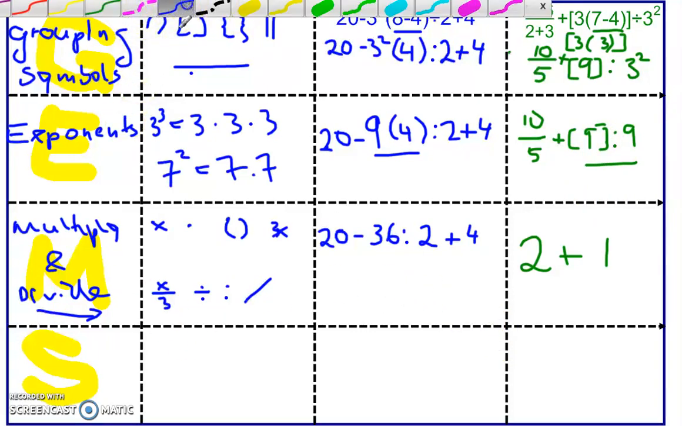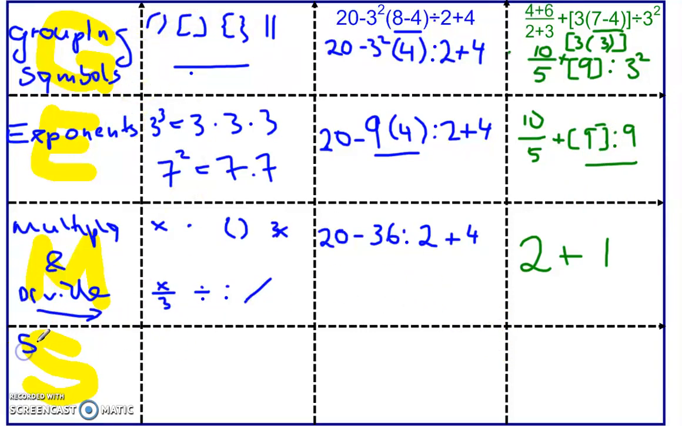Lastly, S stands for subtract and add. This is also left to right. This is why I use GEMS, because these are 4 steps. Multiply and divide, that is 1 step left to right. Subtract and add, that is 1 step left to right. So subtract, minus, add, plus.